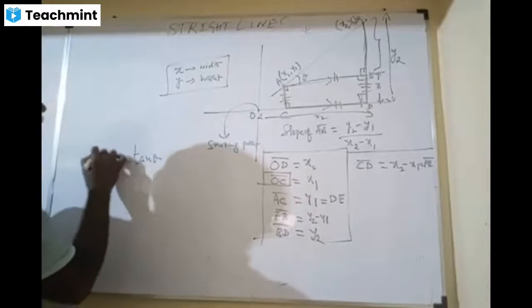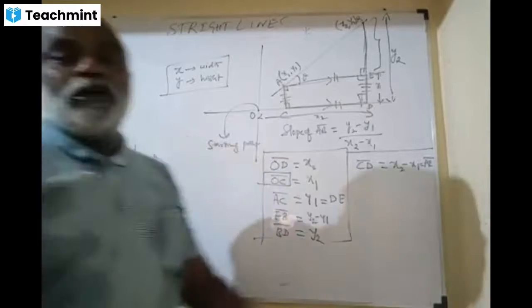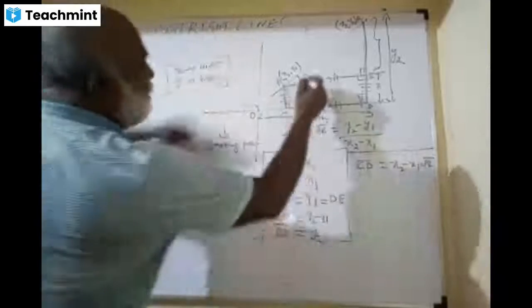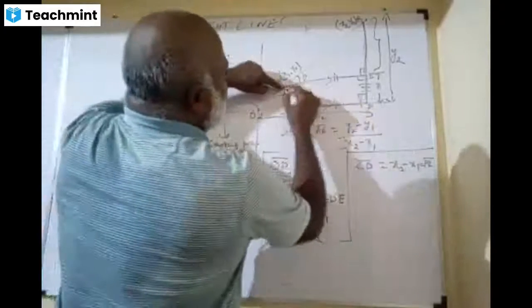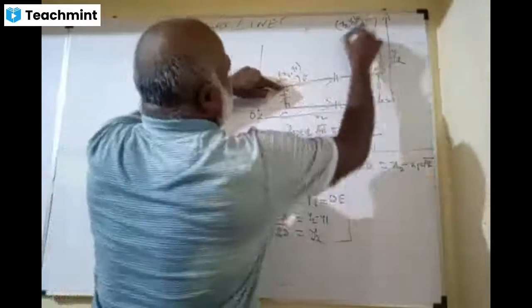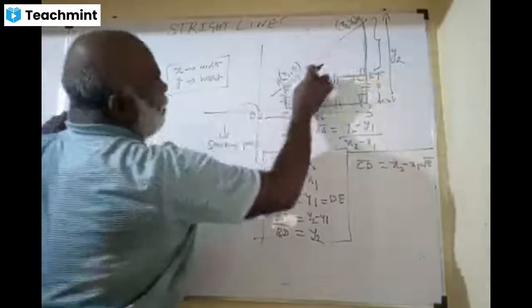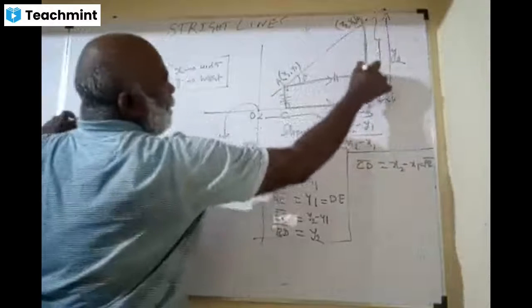We are interested in the slope, but we don't know theta. What is tan theta defined as here? Can you tell me what is tan theta here? Opposite side by adjacent side. What is the opposite here? Theta opposite is BE.